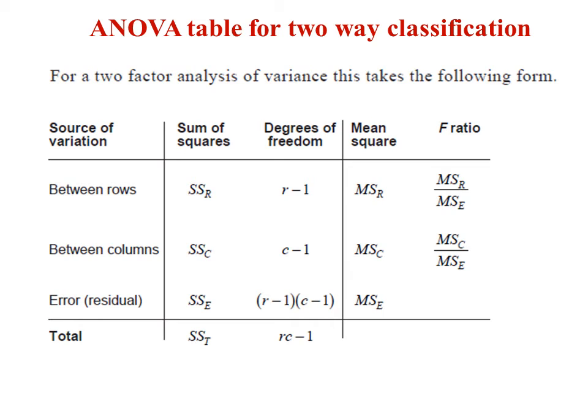And for the error sum of squares, SSE, the degrees of freedom in this case is R minus 1 into C minus 1, and the mean square is MSE, right? Again the same technique we discussed in our one-way case: the same F formula, we are going to find with respect to the table.